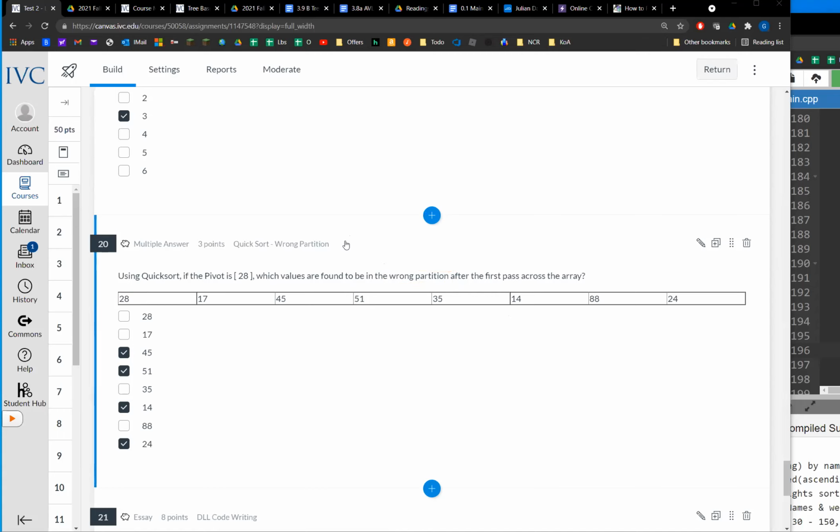Because 88 is greater than the pivot, so it belongs in the right partition. Right? Values that go in the left partition are values less than the pivot. Values that go in the right partition are values greater than the pivot. So if it's already in the correct partition, it's in the right partition. It's where it should be.